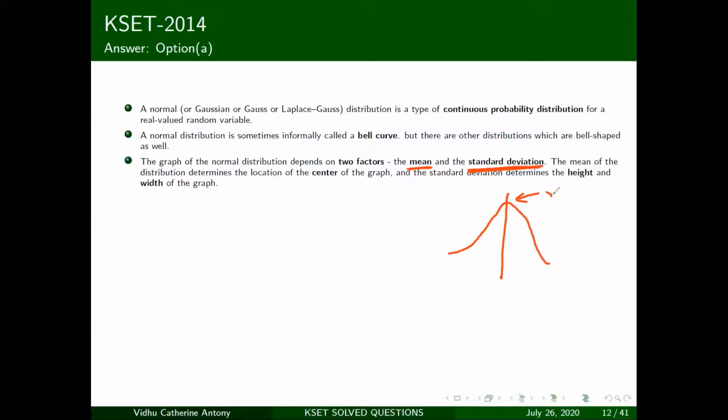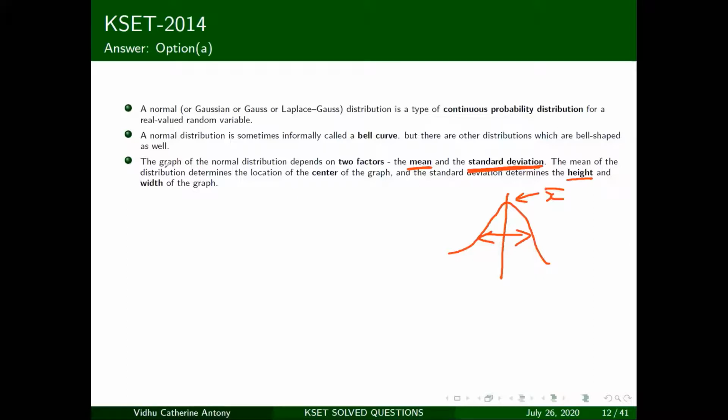So the mean basically tells you where the peak is going to be. Let me just denote that as x average. These notations may vary from book to book. And the other one is going to tell you about the height as well as the width of the graph. So basically it's going to vary the curvature. The shape of the entire bell curve is going to depend on these two parameters, and both of them can vary the curvature of the curve.